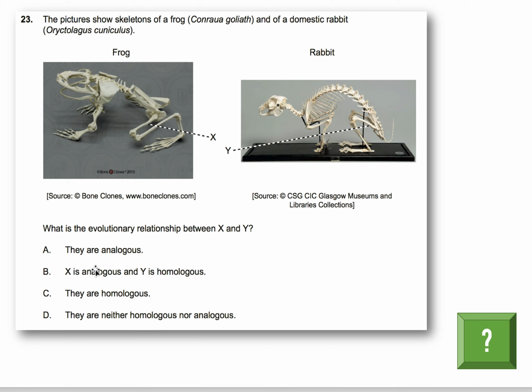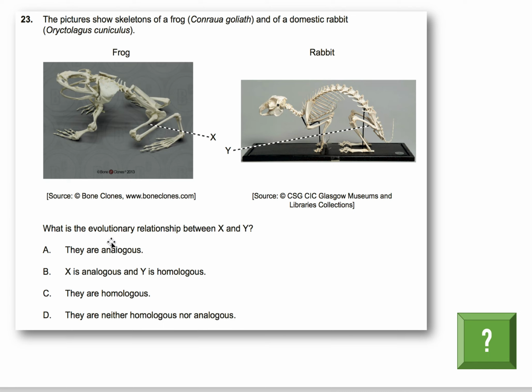So saying X is analogous doesn't make sense because you have to say X is analogous to something else, or Y is homologous to something else. Okay, so it doesn't make sense, this one, the sentence itself. Okay, so C, they are homologous. So yeah, the difference between homologous and analogous is: analogous is same function, different structure, whereas homologous is same structure, different function.